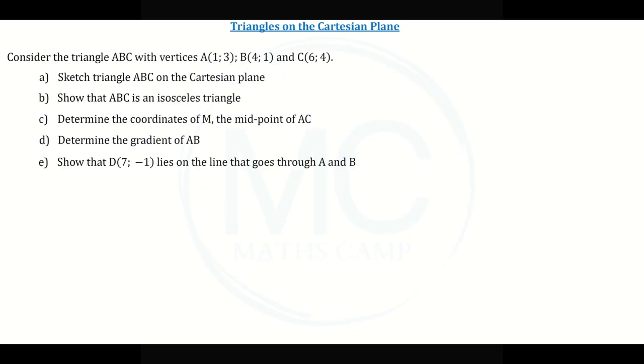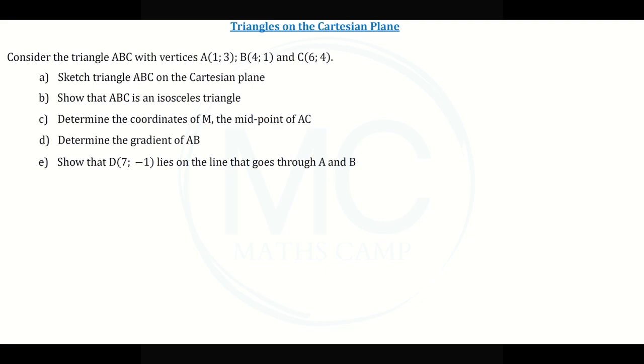Consider the triangle ABC with vertices A with coordinates 1, 3, point B with coordinates 4, 1, and point C with coordinates 6, 4. Sketch triangle ABC on the Cartesian plane. Show that ABC is an isosceles triangle. Determine the coordinates of M, the midpoint of AC. Determine the gradient of AB. And show that D with coordinates 7, negative 1 lies on the line that goes through A and B.